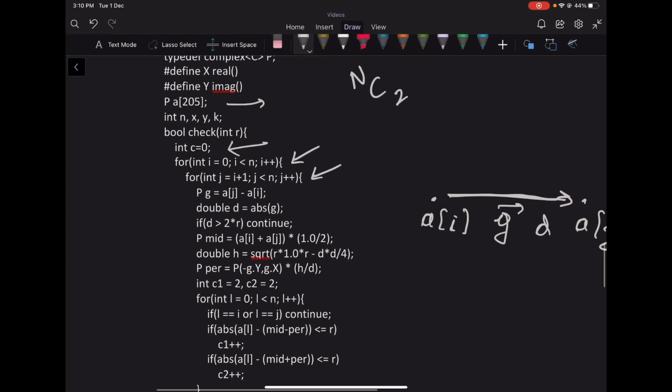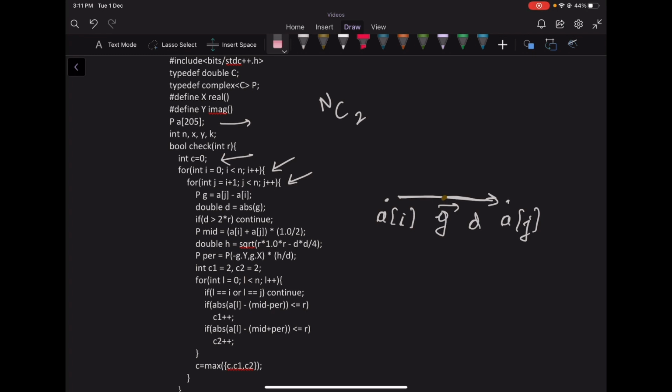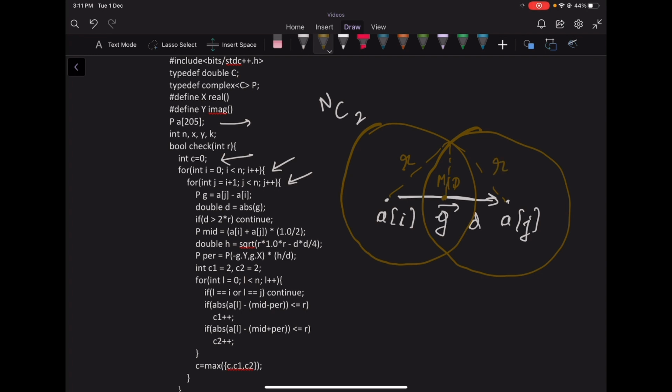If the distance is greater than 2r, where r is the radius, that is the binary search value, then we will continue because they won't have any intersection otherwise. And mid is (A_i plus A_j) by 2. That means mid is the middle point of A_i and A_j. So we know that if we draw the circles around these 2 points, with radius r each, and if we draw a perpendicular from here, it will bisect this side. So mid is this point. h is the height, which is the square root of r square minus (d by 2) whole square, because this will be bisected. So this distance will be d by 2 and this distance will also be d by 2.